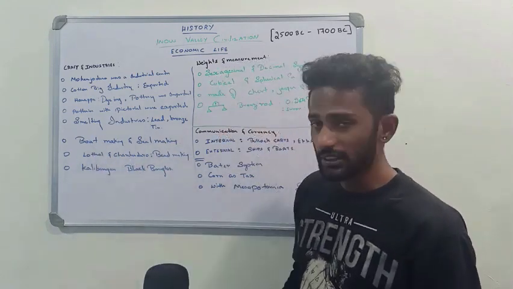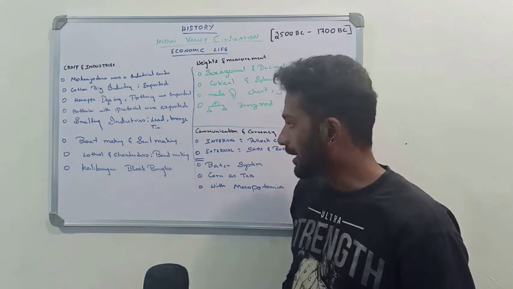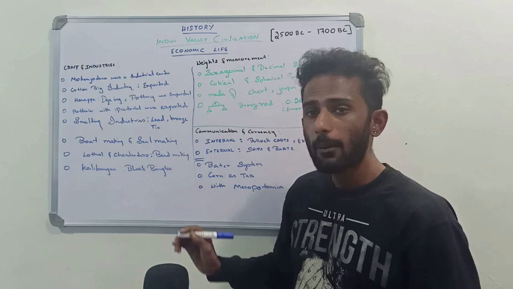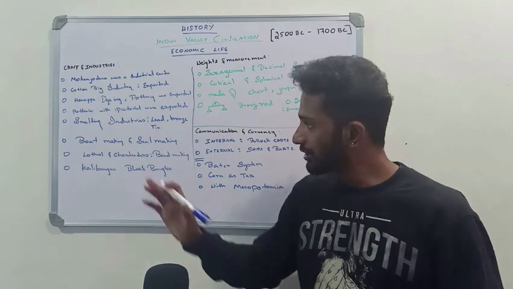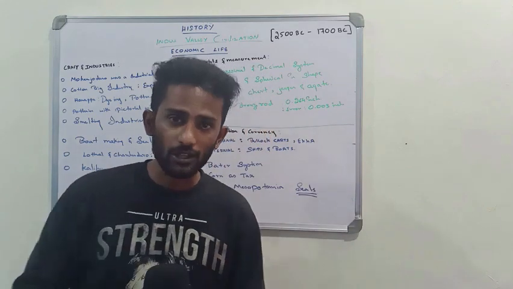Boat making and seals. Coming towards Lothal and Chanhudaro, bead making, and also Kalibangan for black bangles manufacturing. These were their main industries, which they used to manufacture and transport to various countries.